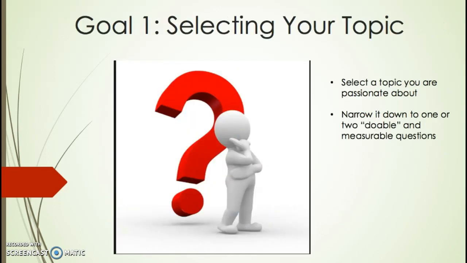The first goal then really is to select a topic. So what is it at your school site or in education in general, something that you're interested in, that you see a problem or an area that you'd like to explore more? It really should be an area you're very passionate about. You'll be spending the next 16 to 24 weeks exploring it, writing about it.